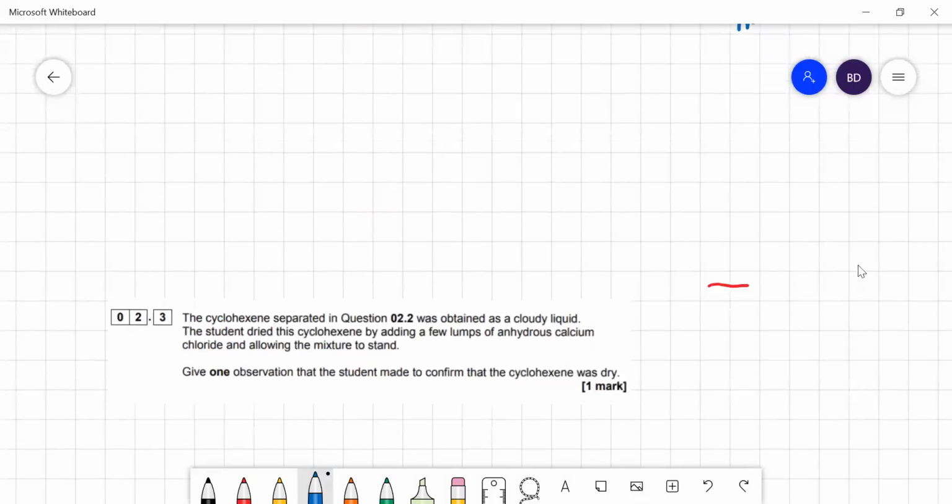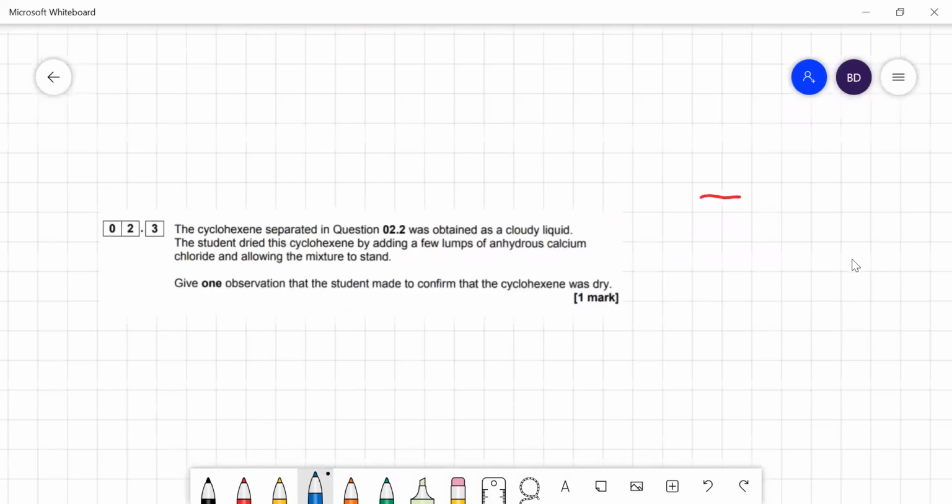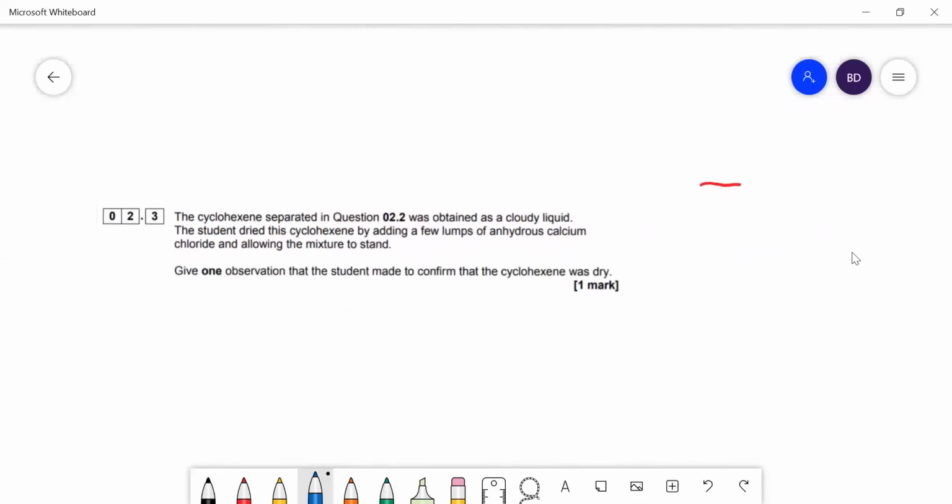Now, the cyclohexene separated was obtained as a cloudy liquid. The reason why it's cloudy is because it's got a little bit of water still in it. And to get rid of that water, you've got to use a chemical drying agent, which is calcium chloride. How can you tell that it was dry? Well, the cloudiness disappears and it becomes clear, all the water having reacted with the calcium chloride.